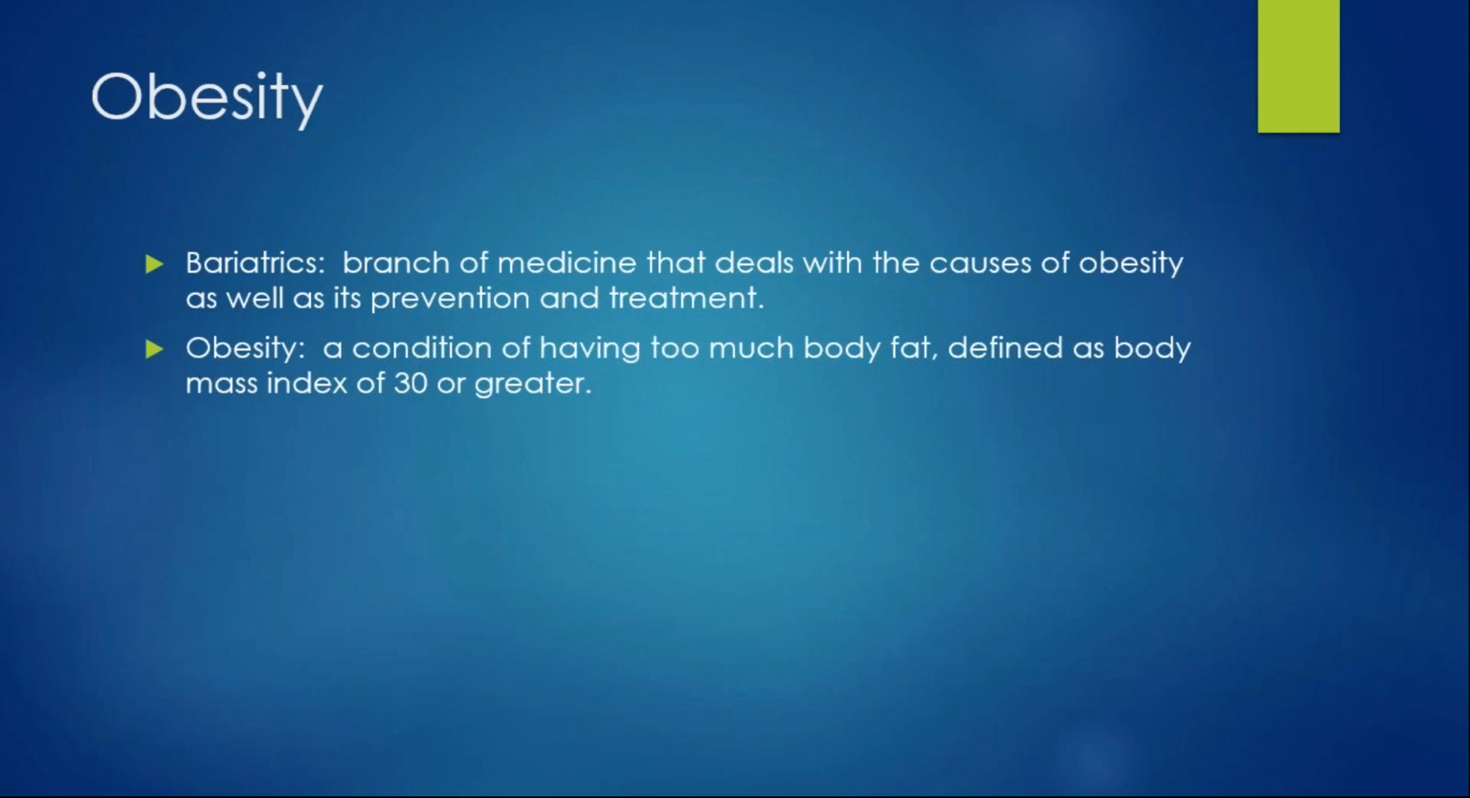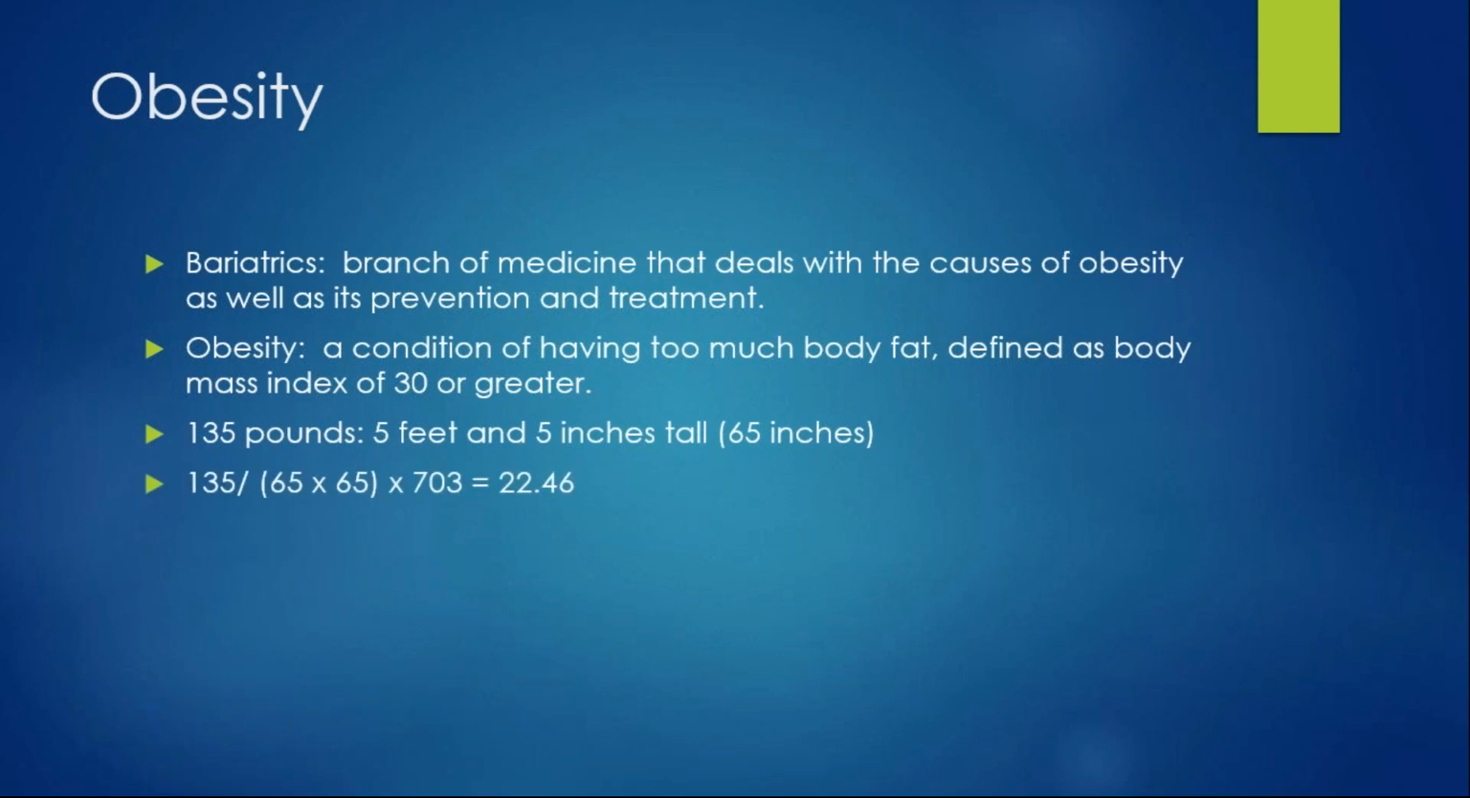Definition of obesity, this is a condition, too much body fat, and it's defined as that BMI of 30 or greater. Now, modern medicine, we're starting to get away from that BMI component because individuals who have a large amount of muscle mass or just different genetic makeups oftentimes hinders what that definition or what the specific use of that BMI component actually is.